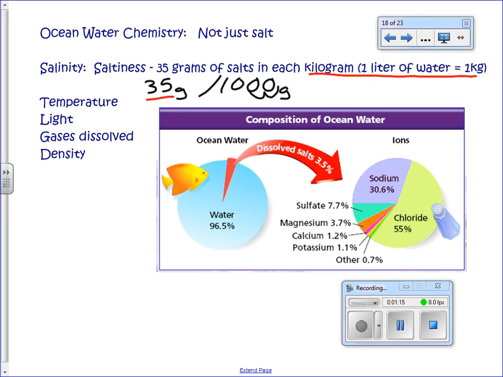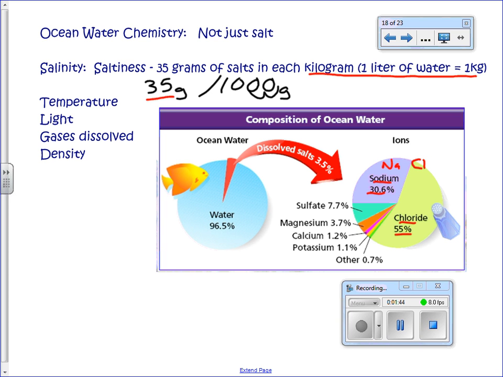Now, of course, in the ocean, it is not just salt. It is some other chemicals as well. Table salt is sodium chloride, a 1-to-1 ratio of sodium chloride. So sodium is Na, chloride is Cl. Now you notice these numbers here. There is 30% of the salts are sodium and 55 are chloride.